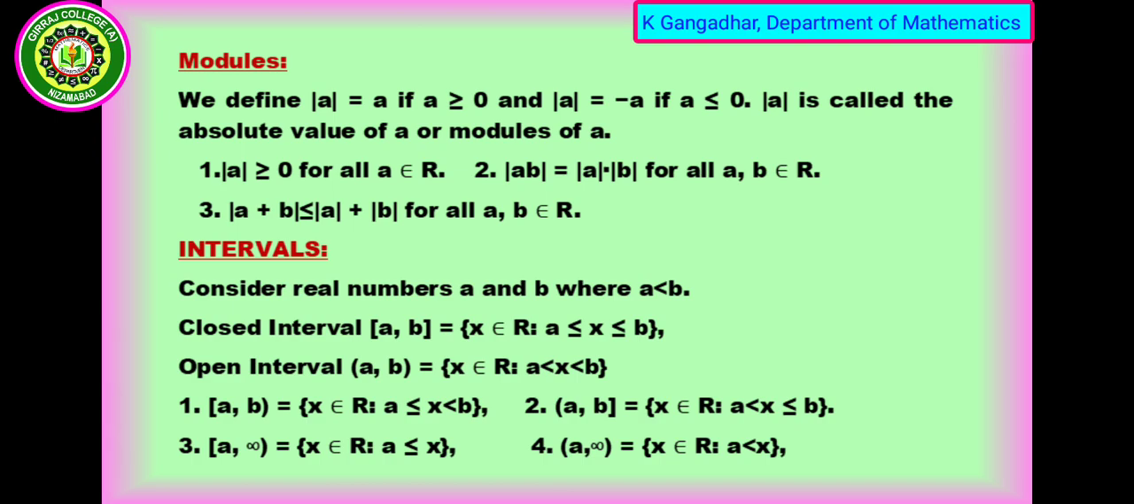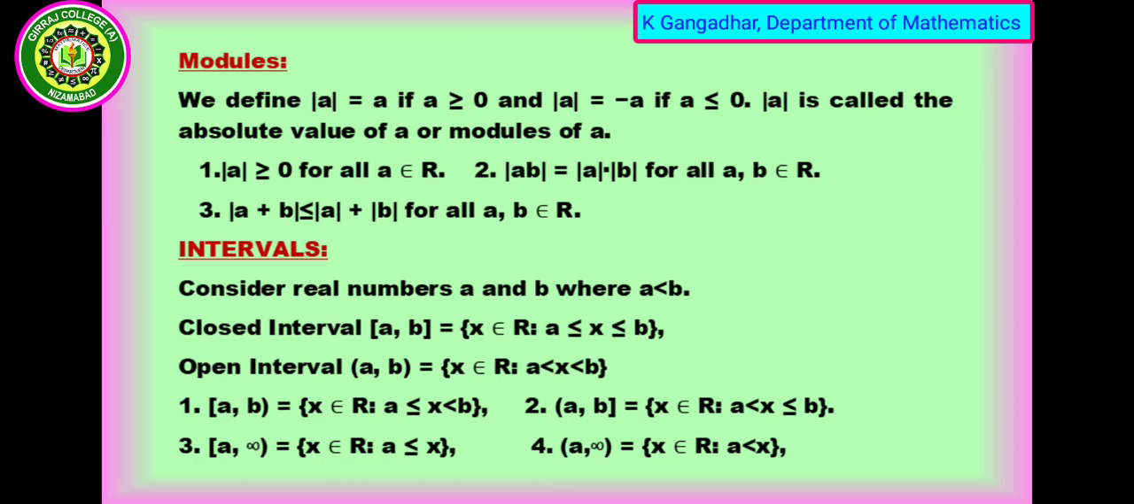Next, the set of x belonging to R such that a is less than x, which is less than b, is called the open interval of a, b. So for an open interval we take open brackets, and for a closed interval we take closed brackets.